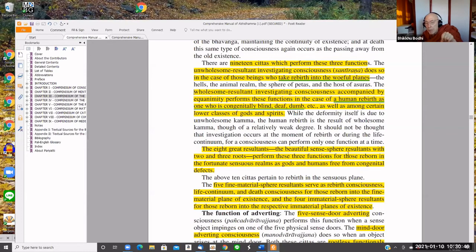And these beautiful resultants might have two roots or three roots. That is, they'll have at least non-greed and non-hatred as their roots. But in the best case, they'll also have the root of non-delusion, wisdom. And so our task from an Abhidharma point of view, if we're not going to get a rebirth in the higher realms, is to ensure that we take rebirth back in the human realm with three roots, with the root of wisdom.